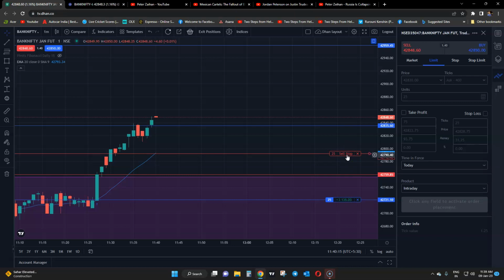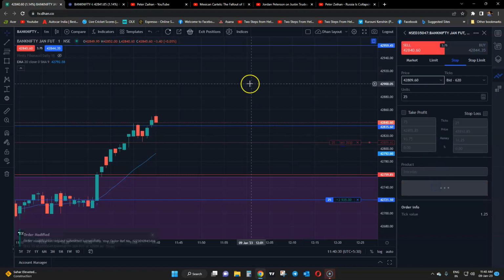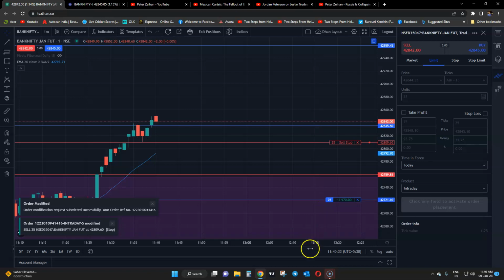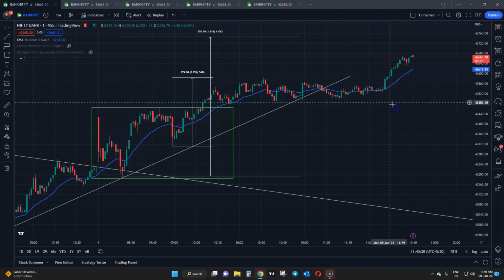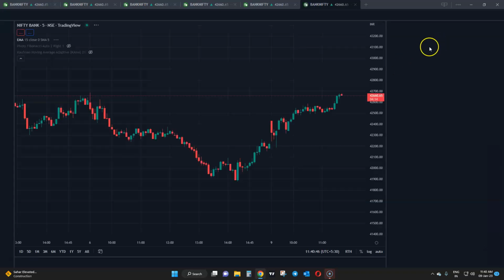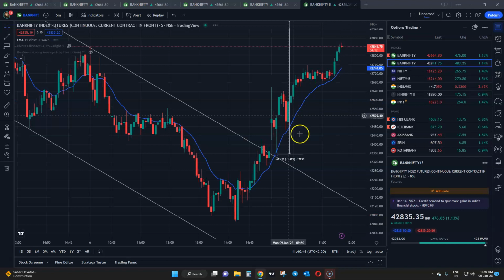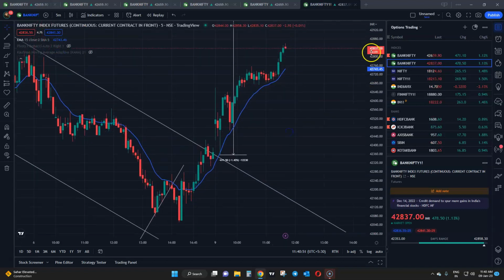At least you're getting some kind of momentum towards this. So just want to make sure that we're reading this well. Okay, so this is the spot chart. Go to the futures. What's going on?